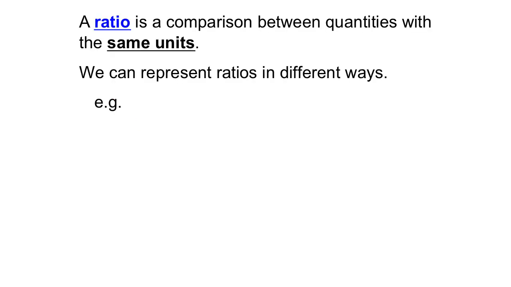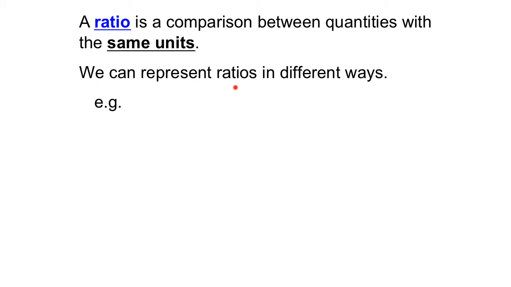So first off, we'll talk about a ratio. A ratio is a comparison between quantities with the same units. So for example, you could be comparing the number of boys versus the number of girls in a classroom. It's the same units because we're just talking about number of people. You could also think of the score in a game. So if your favorite team has 3 points and the opposing team has 2 points, that's a score of 3-2. This is a comparison of points, same units.